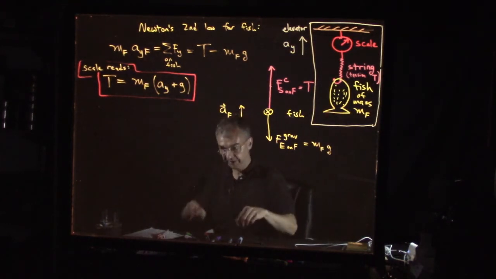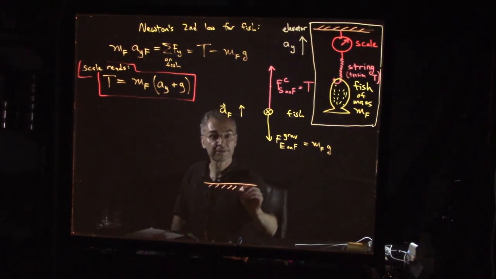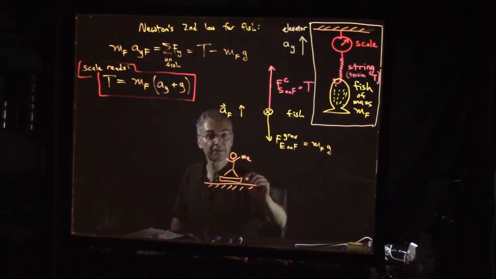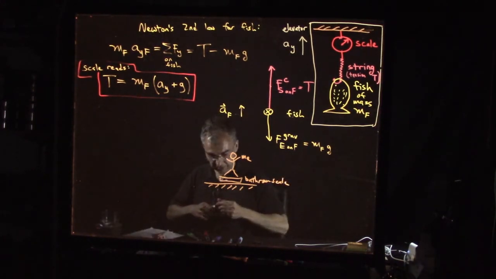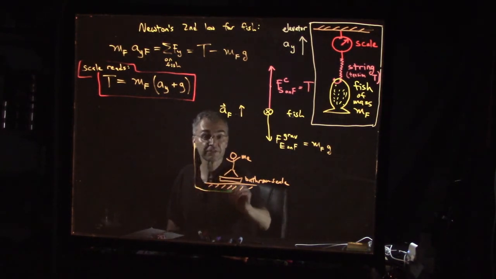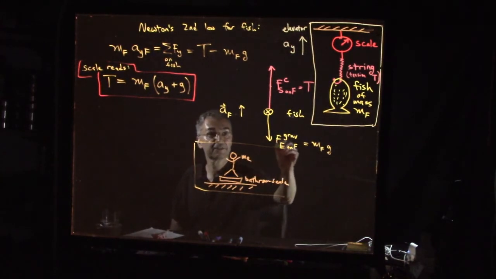So if I were to say, here's the floor of the elevator, and I put a bathroom scale down, and then I stand on that. So here I am, me. Here's a bathroom scale. Actually, I've done this in DRL. And then we are all in the elevator.